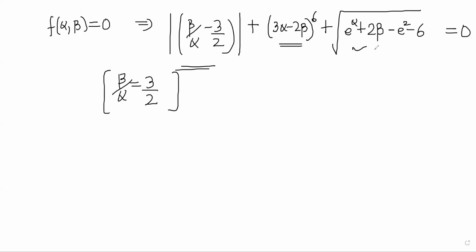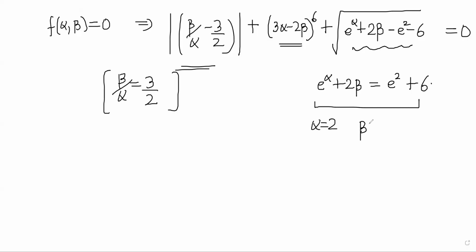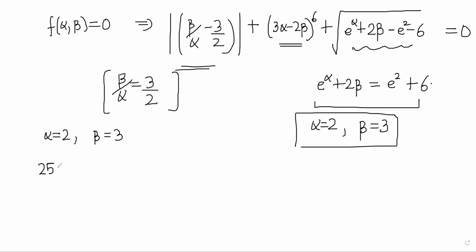And now here I need to make this part 0. So I have to have e power alpha plus 2 beta equal to e square plus 6, right? The obvious thing to see here is alpha can be 2 and beta can be 3. That directly fits the condition, right? So looking at this function, immediately you should be able to figure out the values of alpha as 2 and beta as 3. And therefore 25 alpha is 50, but 18 beta is actually 54 and not 27. So your option C is correct, option D is incorrect.